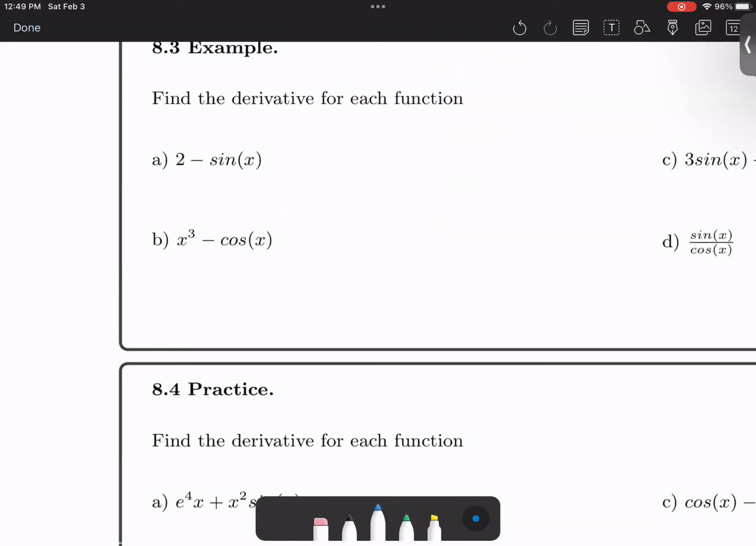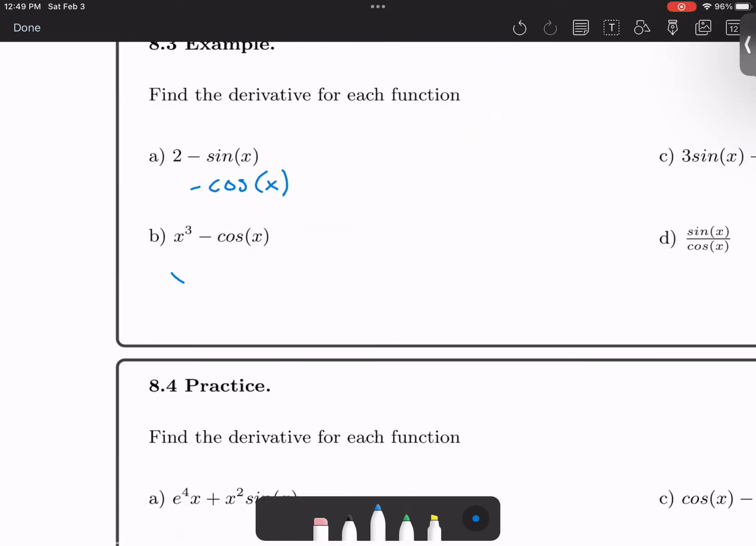So when I differentiate 2 minus sine of x, the 2 differentiates to 0. The minus sine of x differentiates to minus cosine of x. When I differentiate x cubed minus cosine of x, this is now 3x squared plus a sine of x, because the cosine of x differentiates to a negative sine of x.